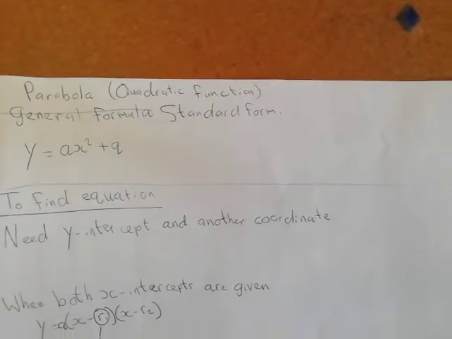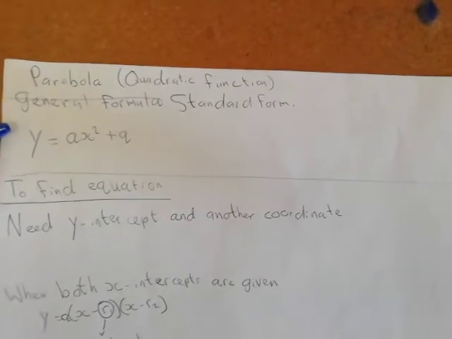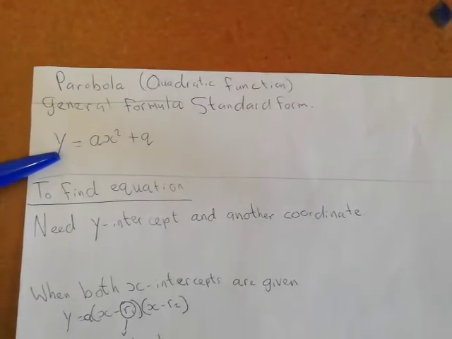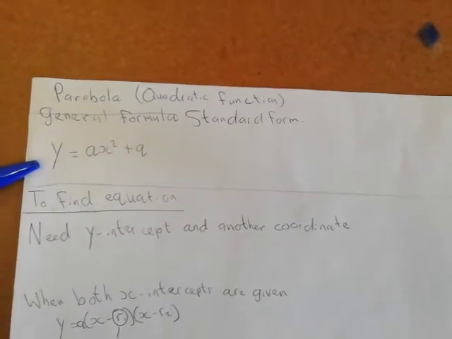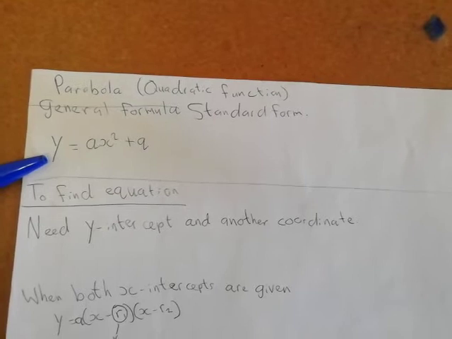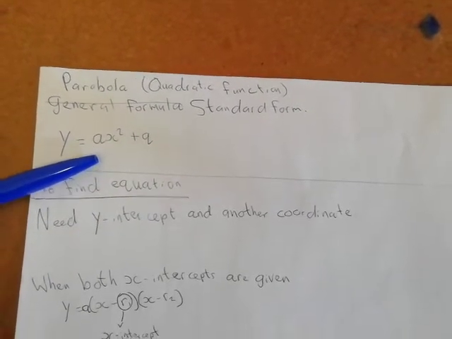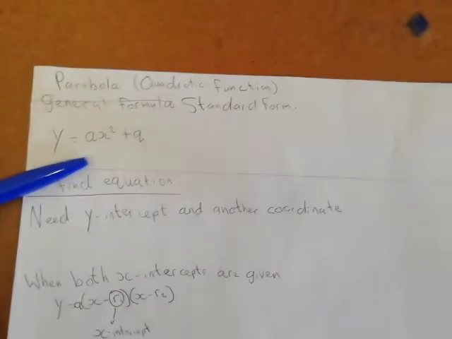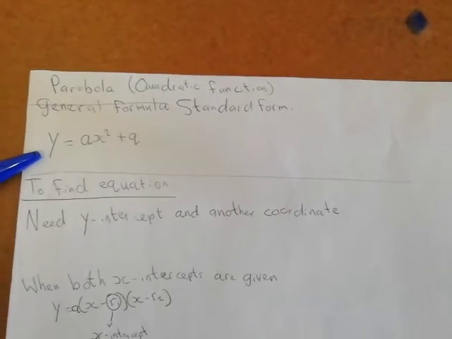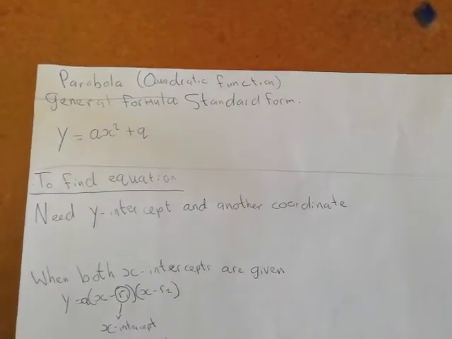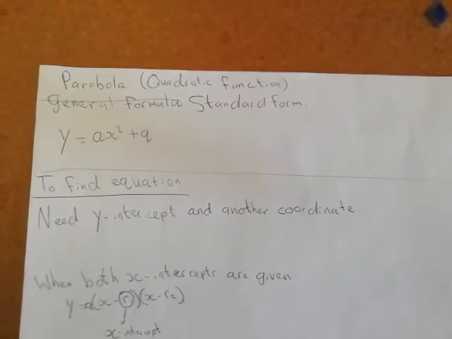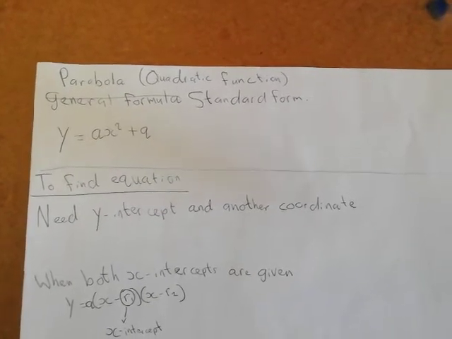When we start looking at the parabola or the quadratic function, the standard form is y equals ax squared plus q. So, if they ask you for the standard form, you have to write it as y equals ax squared plus q. You need your x squared first and your constant value last. If they give you the equation in another form, you may change it to standard form. You can do that to make your own life easier.